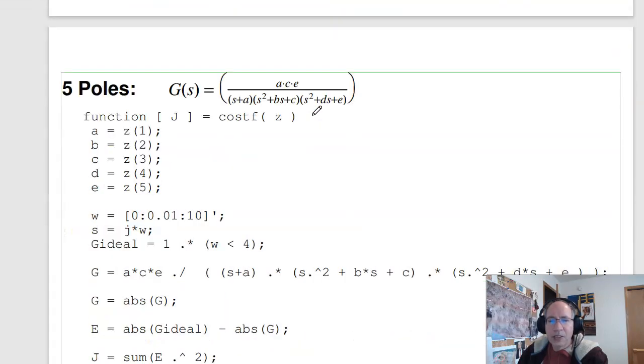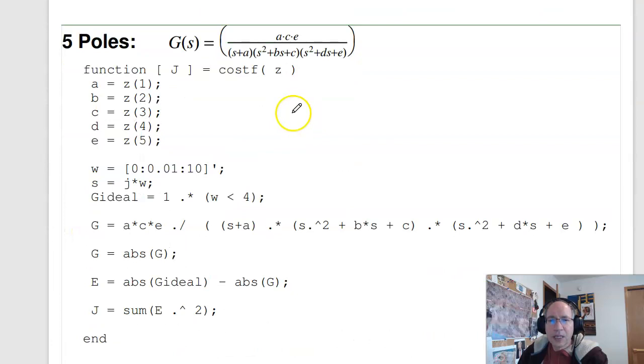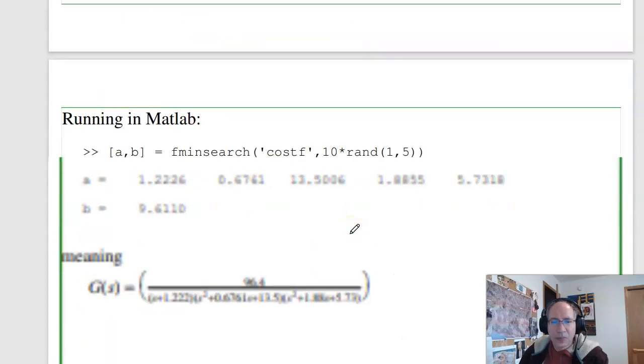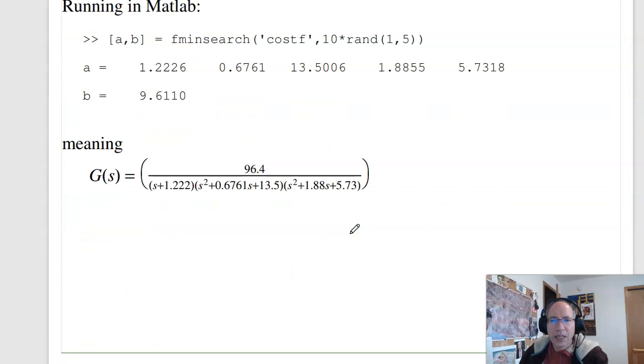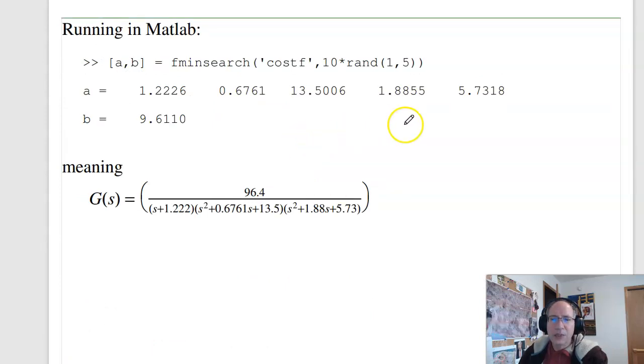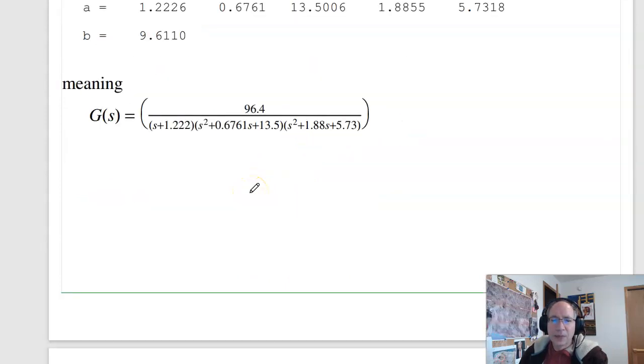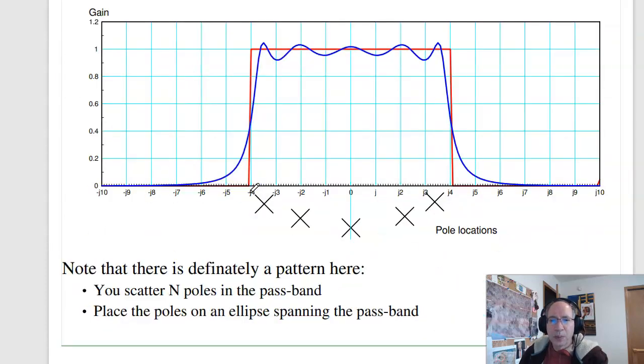I could do 5 poles. Again, just add one other pole. Let it fly. And here's what you get. Or plotting it out, I now have 5 poles. One pole is real. It has to be real since I have an odd number. 4 other poles.